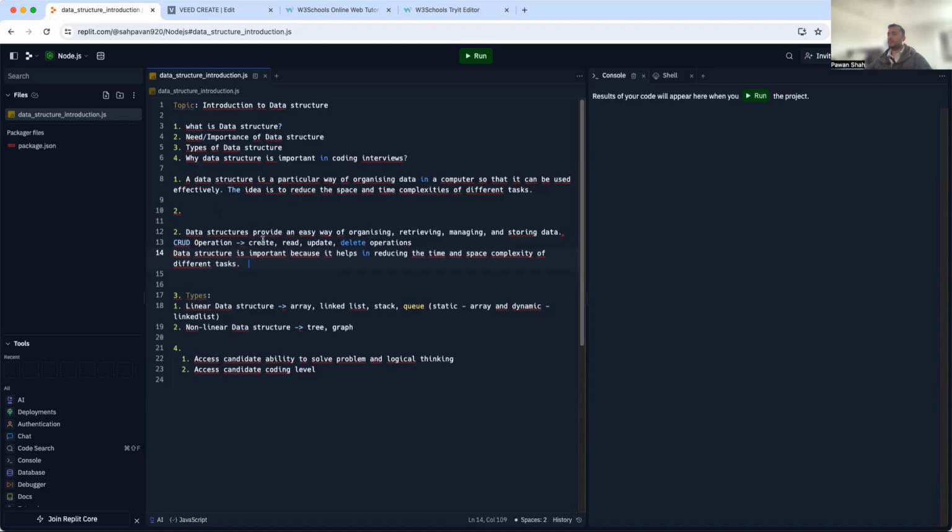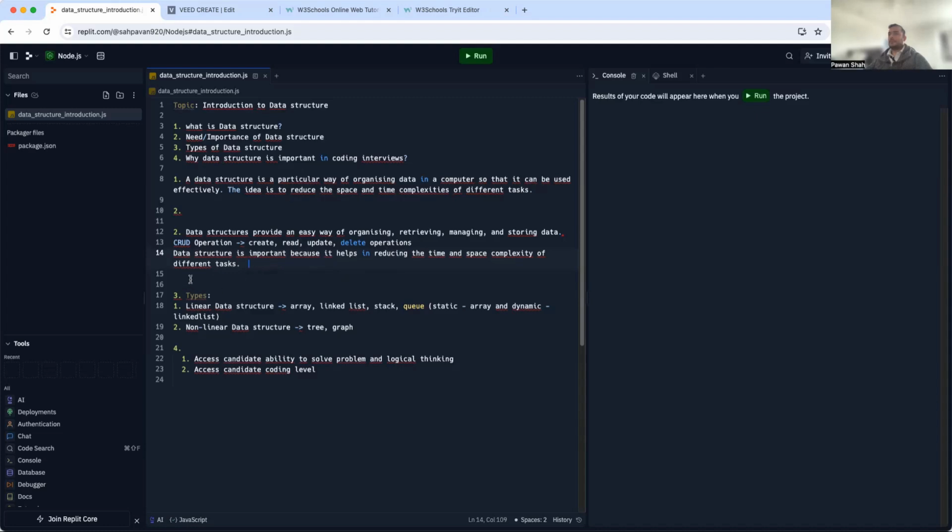Data can be stored in any place, in your memory, a database, or any internet devices. So the data structure is important when you have to retrieve, create, update, or delete data. And it's important because it helps in reducing the time and space complexity of different tasks, right?